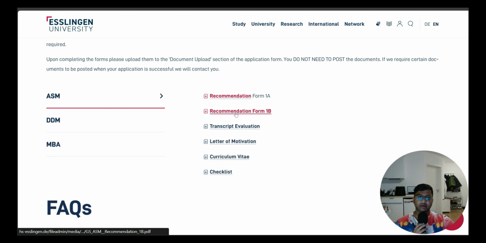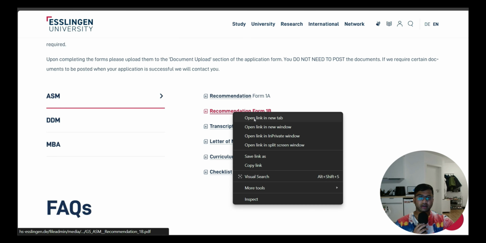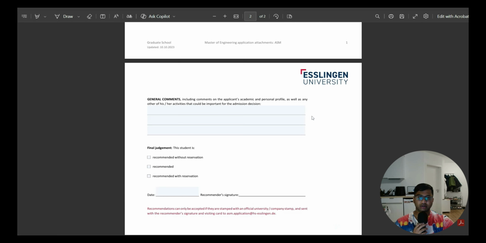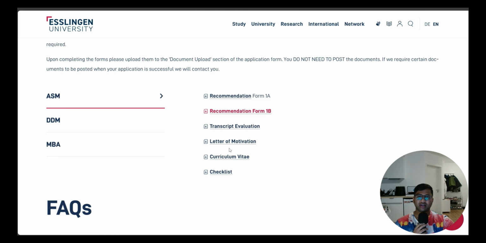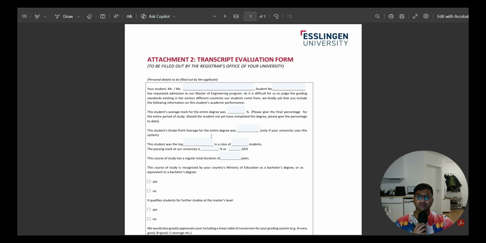Then recommendation form 1B, that is also another recommendation form you can check, and this will be your second recommendation. That's it. Then the transcript evaluation, this is also vital, because in the transcript evaluation you have to give certain information, which is your percentage or your GPA, what is your ranking in your class if you have one. Then the regular duration of the course you studied, for example 4 years, 5 years, etc. Then your full name, then your university enrollment number, which will be for your complete 4 years.